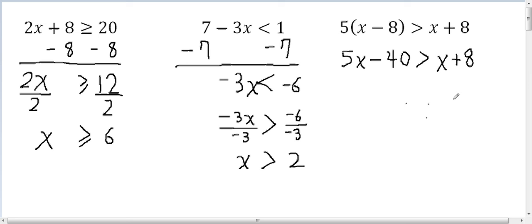We want to get all the terms with x on one side of the inequality, so let's subtract x from both sides. We also want to get all the numbers on the other side of the inequality, so let's add 40 to both sides.